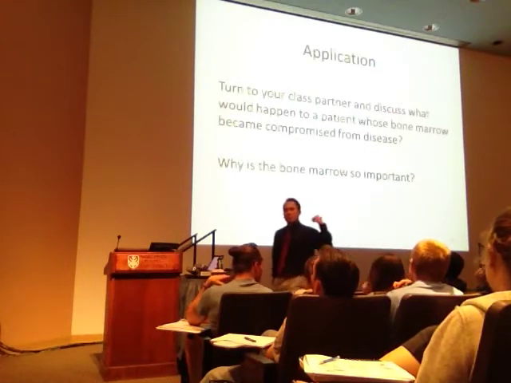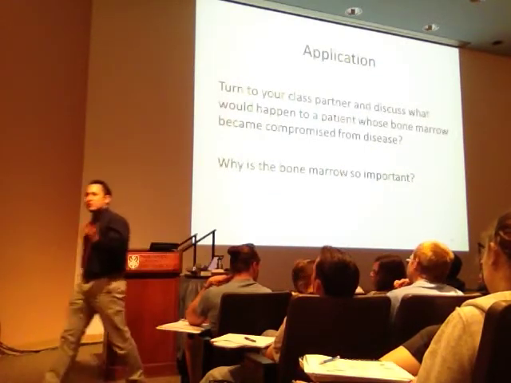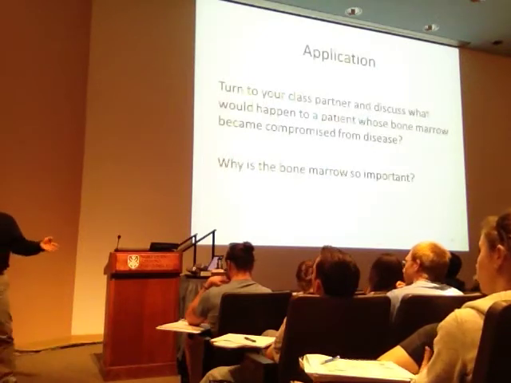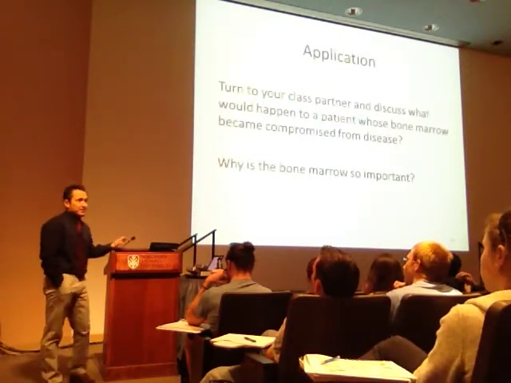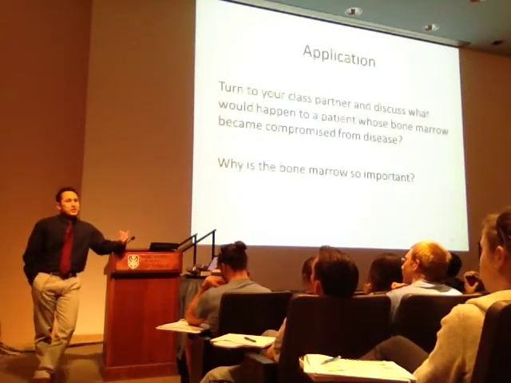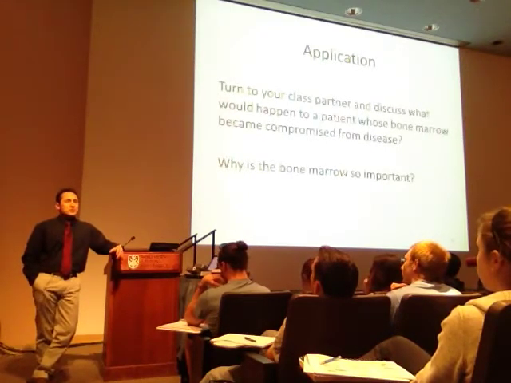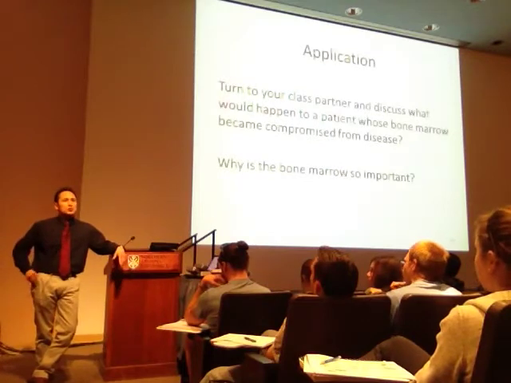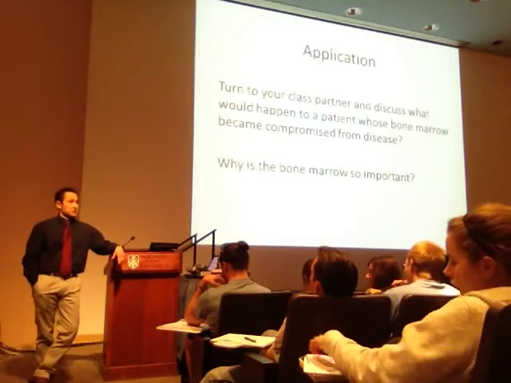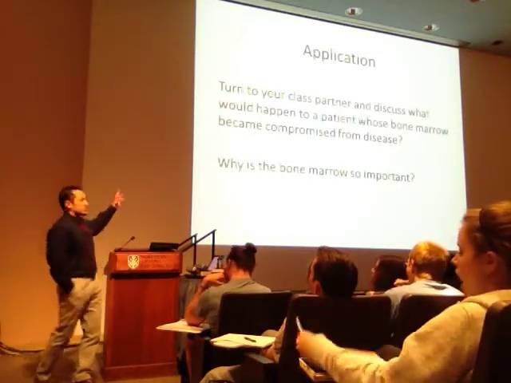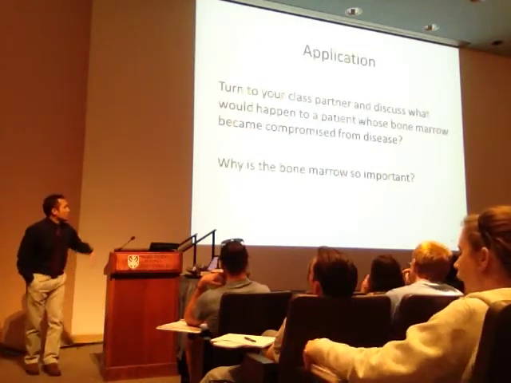Here's some answers to this question. What's the importance of the bone marrow? And sometimes the best way to look at it is if you look at an extreme, right? And that's why I'm posing an extreme example. Sometimes it's easier to see if you have a control to compare it to. So the control here is what's the extreme? Well, what happens if the bone marrow becomes compromised?